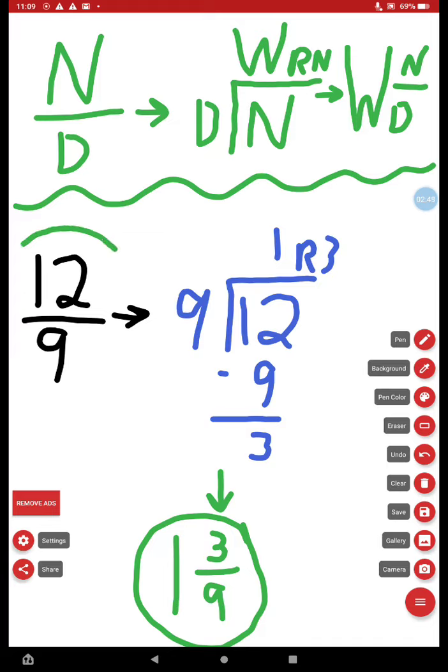And remember, just like we talked about yesterday, this number and this number are identical. If you ate one whole pizza and 3 slices out of another, or if you ate 12 slices of pizza, if the pizza's been cut into 9 pieces, you've eaten the same amount.